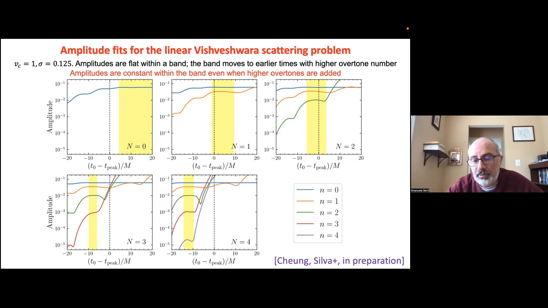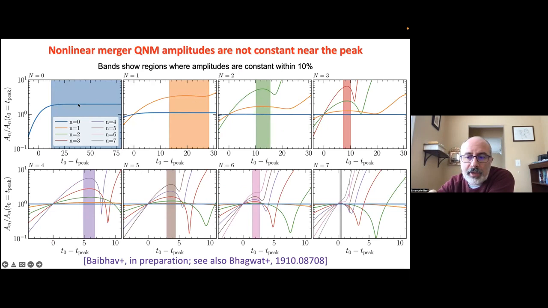And then you can add the second overtone, and you see that the constancy of the amplitudes gets worse and worse, and the range in which you can fit the data becomes narrower and narrower. And in fact, if you do the same analysis on the Giesler data, you find the same thing. What you find is that about 12M after the peak, if you fit with a single overtone, you get a very constant amplitude. With two modes, you only get that the two amplitudes are constant within about 10%, maybe between 12 or 15M and 28, I would say, M. And then the region shrinks.